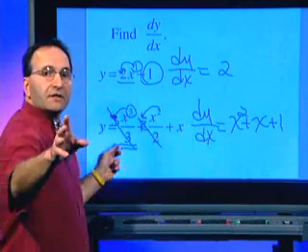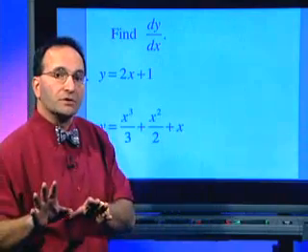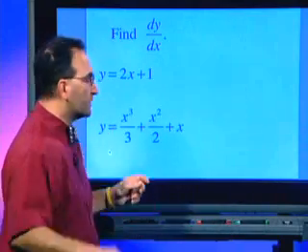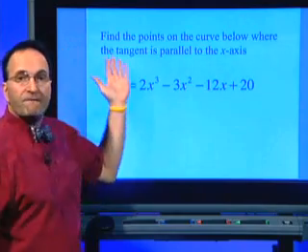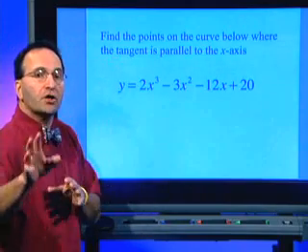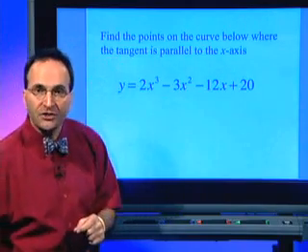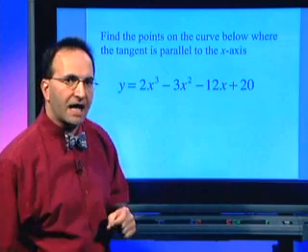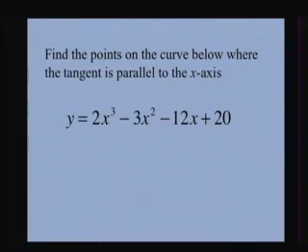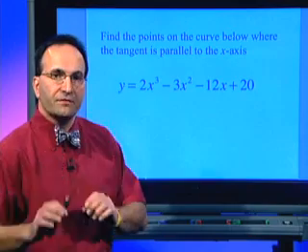Let's try another example that uses these rules as well as what a derivative means. Find the points on the curve below where the tangent is parallel to the x-axis. The equation we have is y equals 2x cubed minus 3x squared minus 12x plus 20. So we need to find the derivative of this function.